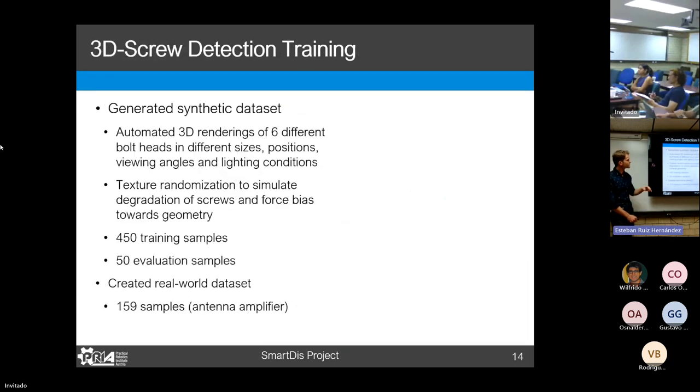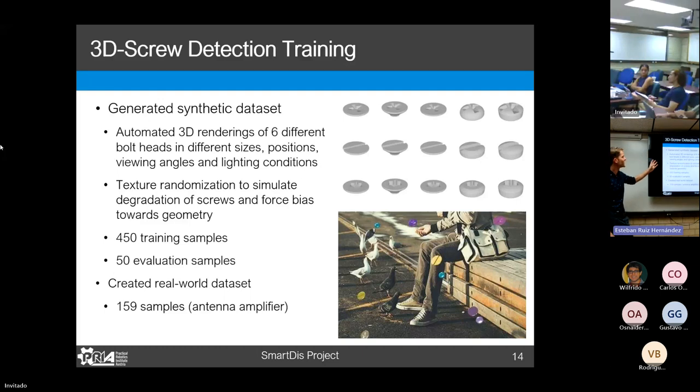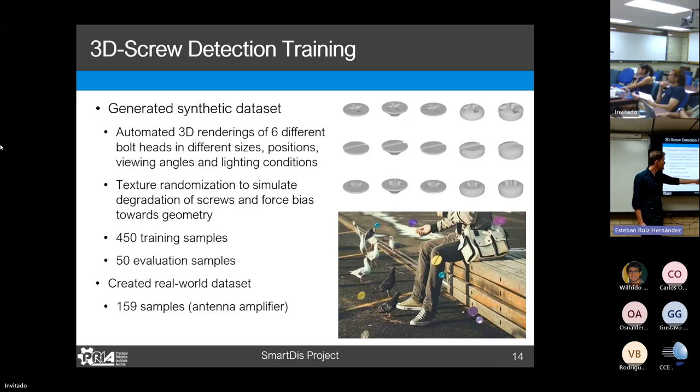And we generated a fantastic data set, modeling a lot of bolt heads in different sizes, positions, viewing angles, lighting conditions, and so on, with 450 training samples, with texture randomization to simulate the degradation of screws. And also we created a real world data set using these antenna amplifiers you have seen before and manually annotated them. And here on the right hand side, you see examples of these generated synthetic images for the training using texture randomization to force the detection of geometry and not colors.